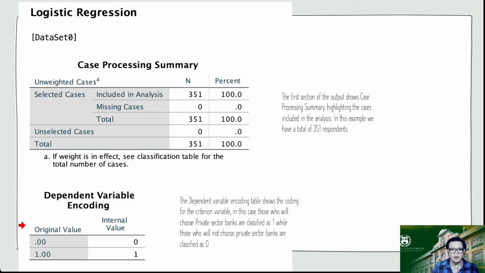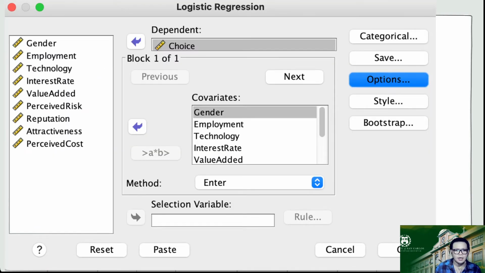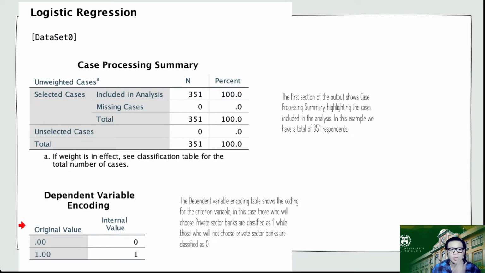Once you've finished manipulating all the options, you click OK and you will be able to come up with the different results. When you talk about logistic regression, it has to do with the case processing summary, which you can see in the result, and also the dependent variable encoding. So what does the case processing summary imply? This section of the output shows a summary of the cases included in the analysis.